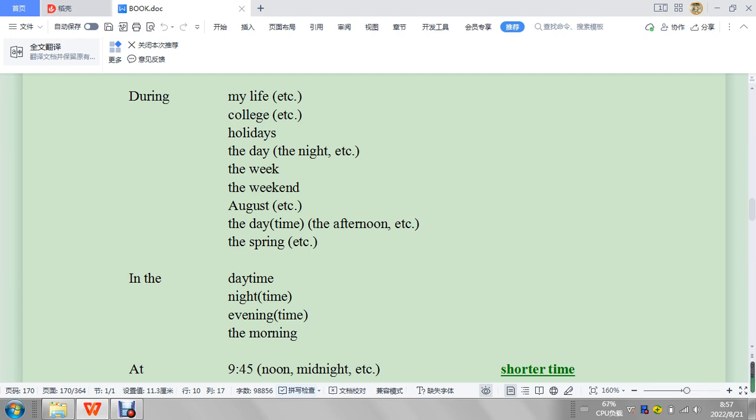So what I want you to do here on your notes is make a star for during. During is really easy to use, and you want to use it more often. You don't want to forget.